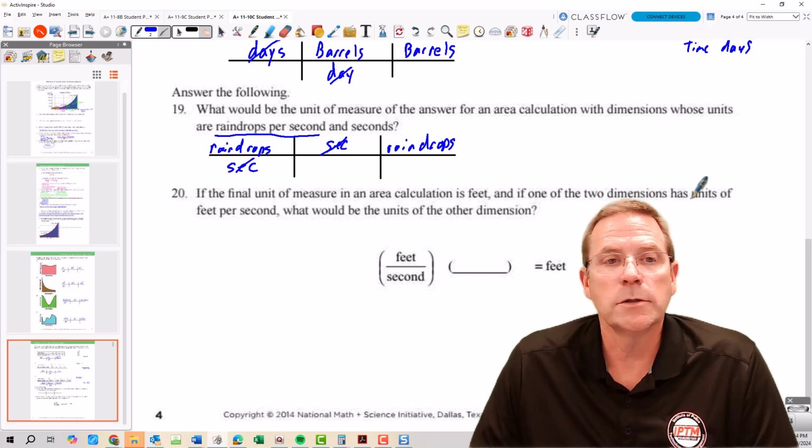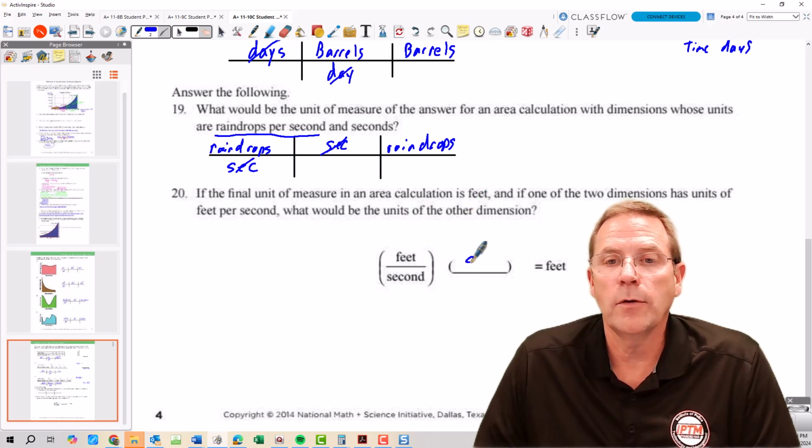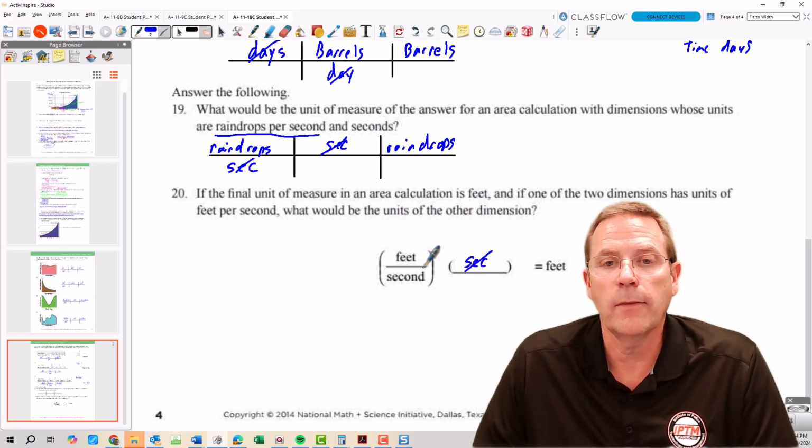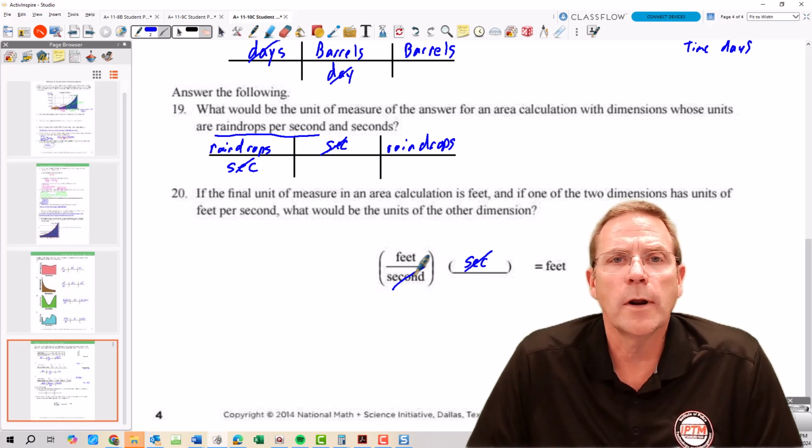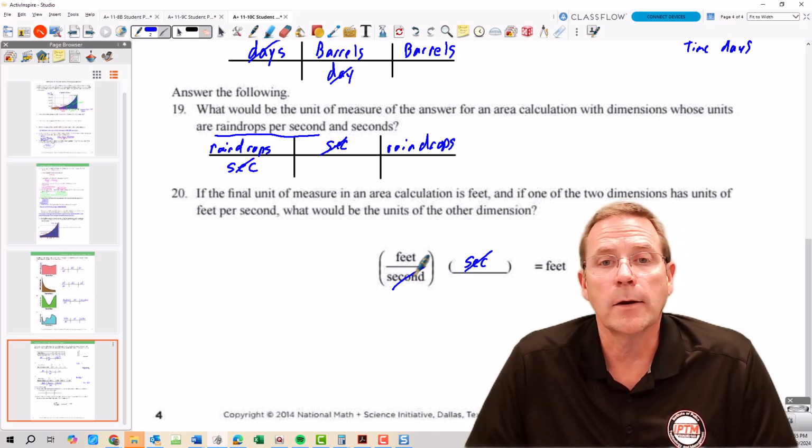And then finally, the final question says, if the final unit of measure of an area is feet, if one of the two dimensions has the units of feet per second, what does the other unit have to be? Well, that other unit has to be seconds right there. Otherwise, it will not be able to divide out and get us feet.